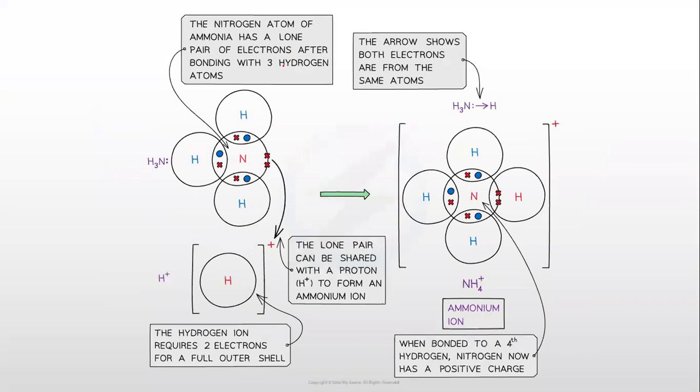Look at this. The nitrogen atom of the ammonia has a lone pair of electrons after bonding with three hydrogen atoms. ये आपके पास NH3 का molecule. This is your NH3. अब क्या होगा? How to form an ammonium ion? Another hydrogen can come and both of these electrons would be given by nitrogen to hydrogen. So the lone pair can be shared with a proton to form an ammonium ion, and this is how an ammonium ion is formed, as both of the electrons are given by nitrogen to the hydrogen atom.